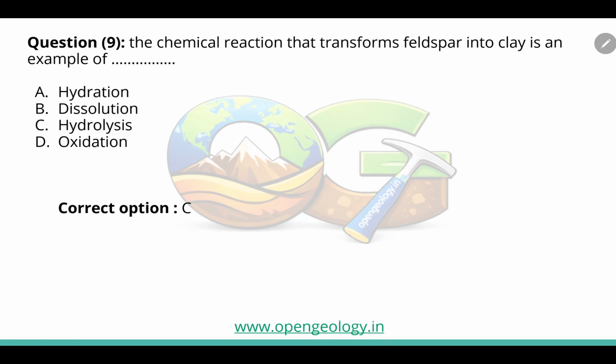Now another question is about the chemical reaction which transforms feldspar into the clay mineral. Now what will happen in this case? Hydrolysis is the chemical process. Now what is hydrolysis? Hydrolysis is a reaction in which water breaks chemical bonds in a mineral, changing it into a new mineral. So whenever water interacts with a mineral, it will break the mineral bonds, and that will lead to a change in the chemistry, and a new mineral will form.